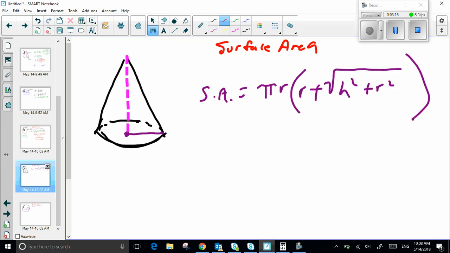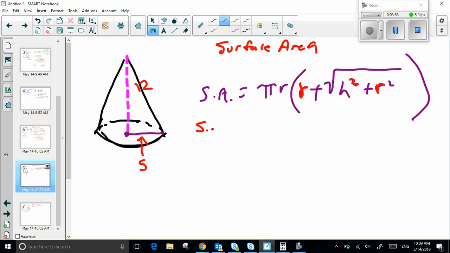For your next one, don't forget you can use your foldable. I hope that you have that foldable out right now. But we're going to do the surface area of a cone. Surface area of a cone is just a little bit different. It's kind of complicated. I know it's not written real clearly here, but you should have everything that you need. We're going to do pi times the radius times r plus the square root of h squared plus r squared. So in this problem, if I tell you that the height is 12 and the radius is 5, we should be able to figure this out pretty quick.